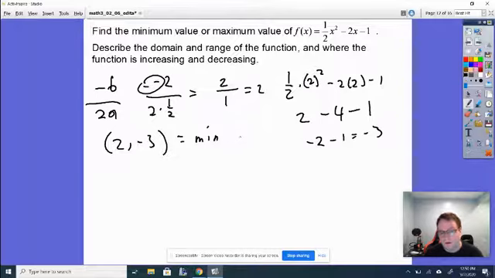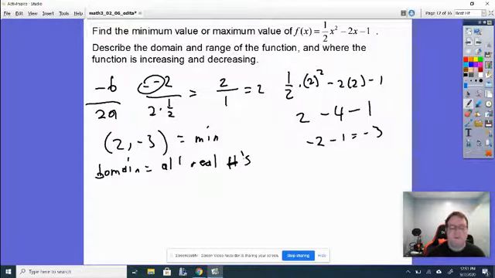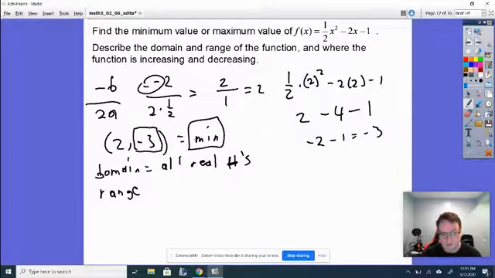Looking at the domain and range. Domain. Always, always, always, for parabolas, the domain is all real numbers. Never changes. Assuming it's truly a parabola, it'll always be all real numbers. The range, though, is all the y's that work. Well, let's think about this logically for a second. If this is the smallest y I can get, and I know that because it's a minimum, then y has to be greater than or equal to negative 3. If it was the other way around, then it would be less than or equal to negative 3.